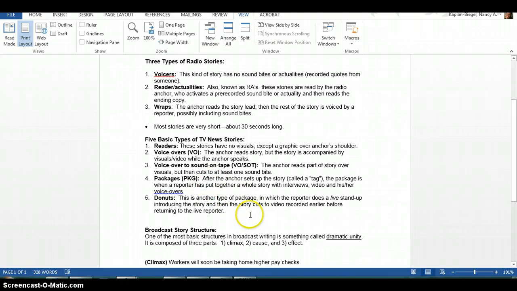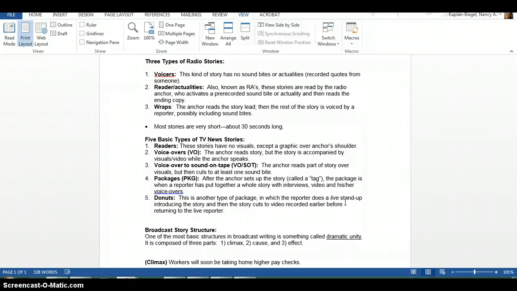And then there's another type, and you've definitely seen this on local news, the donuts, where you have the anchor who introduces perhaps the story and then cuts away to a reporter who's doing a live stand-up. Here I am at the scene of the tornado or whatever it is. And then the reporter cuts away to a story that he or she has recorded earlier in the day.